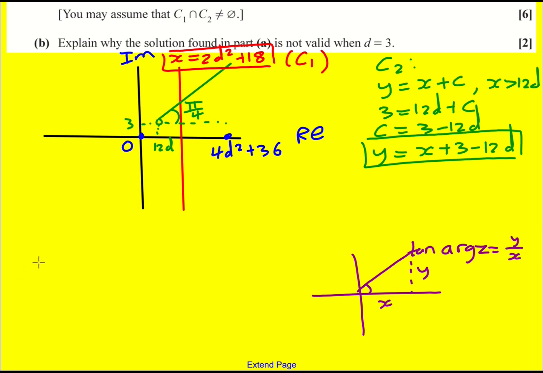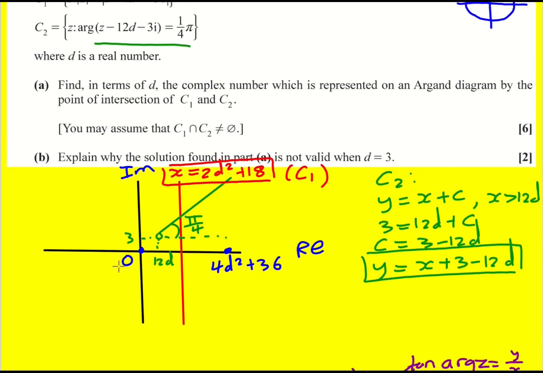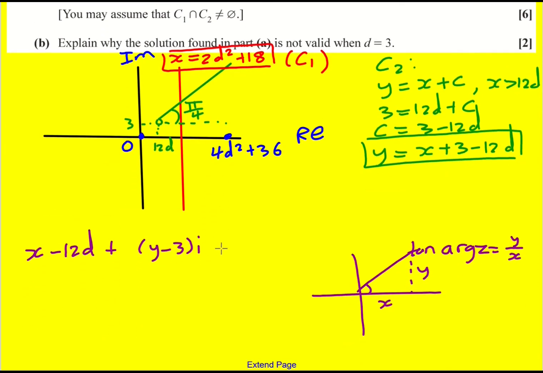Now for my complex number, I had z minus 12d minus 3i. That becomes x minus 12d plus y minus 3i. That's my actual complex number that I'm dealing with. So for me, it becomes tan of the argument, which was pi over 4, equal to y minus 3 over x minus 12d. So you can also get the equation this way. And don't even worry if it's not in the first quadrant, it will still work out.